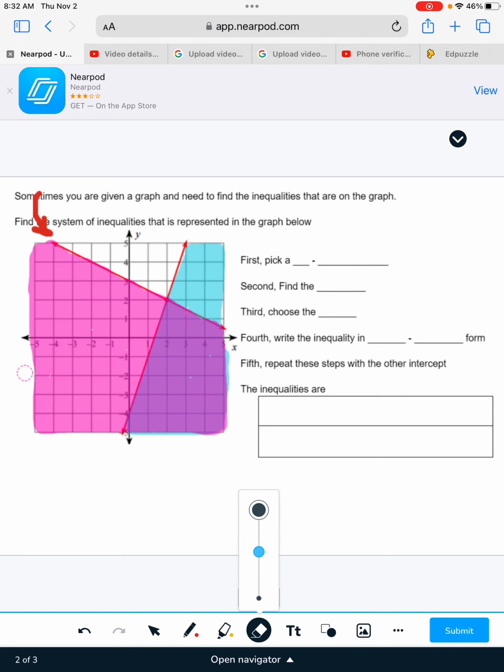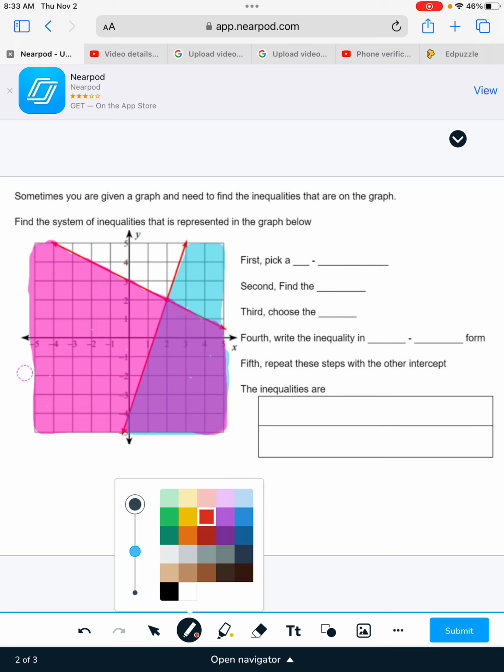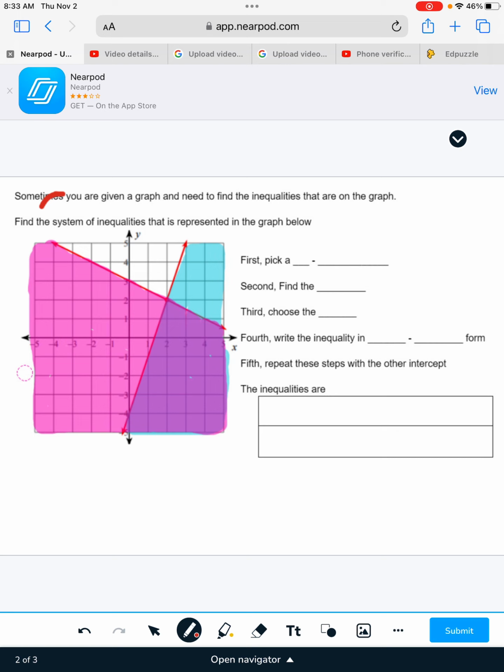Good morning. So today we're going to be talking about writing a system of inequalities based on a graph that's been given to us. Again, a system of inequalities is when we have two lines on a graph that are shaded above or below the line. That being said, I do have two lines here.